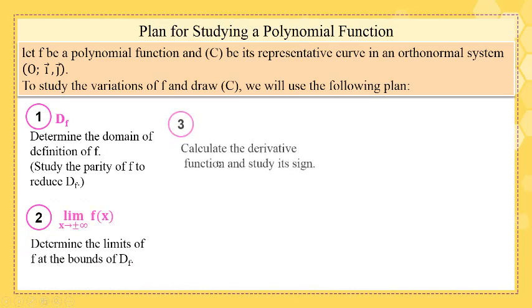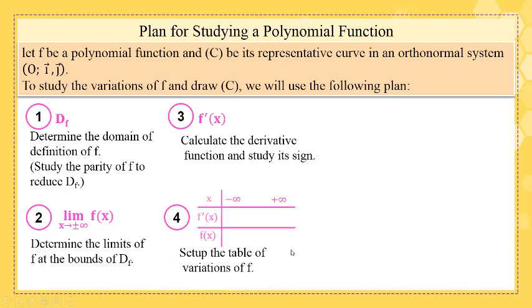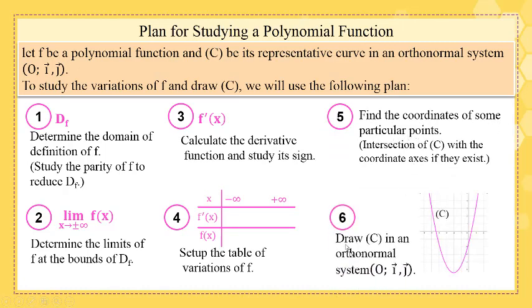Third step, calculate the derivative function and study its sign. Fourth step, set up the table of variations of f. Fifth step, find the coordinates of some particular points. And the final step is draw C in an orthonormal system.